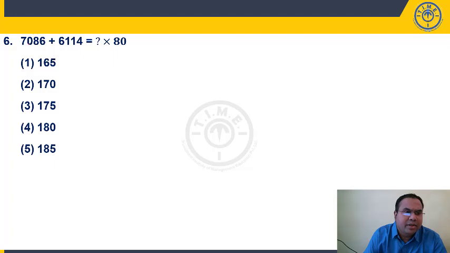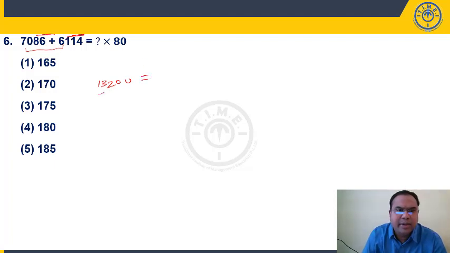Simple question this one. 13,200, if you add this 86 and 14, 100. So 62 plus 70, 132. Or 7,000, 6,000, 13,000. 86 plus 114 is 200. 13,200 by 80 is equal to x. Right? So 8 ones 8, 52.